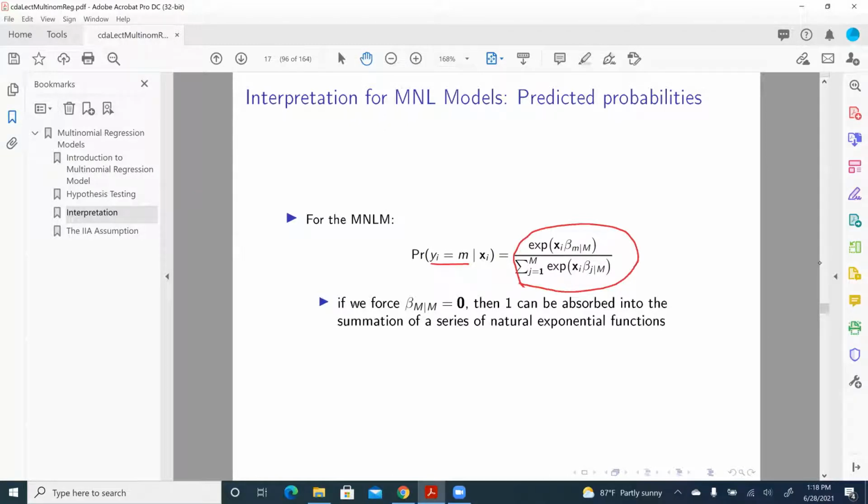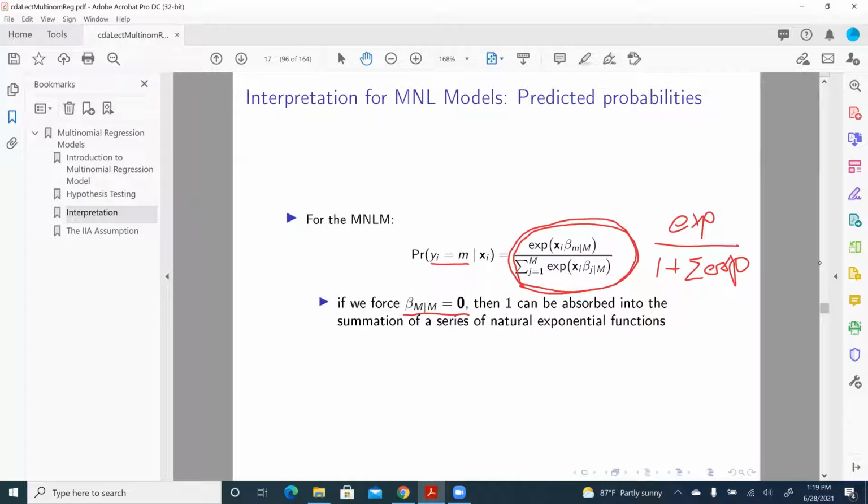And some students might recall that in the denominator, there is this term, right? In the numerator is this natural exponential function, and in the denominator is 1 plus the sum of exponential functions, okay? And how does that term, that is 1, disappear? Well, here is how we derive this equation.